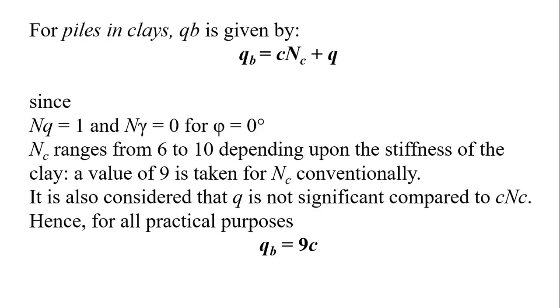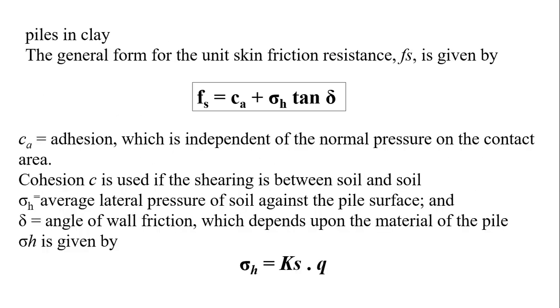If it is in clay, we consider cN_c plus q. If it is a purely cohesive soil, N_q will be 1, N_gamma will be 0, and phi will become 0. The ultimate bearing capacity in clay soils is 9 times c.